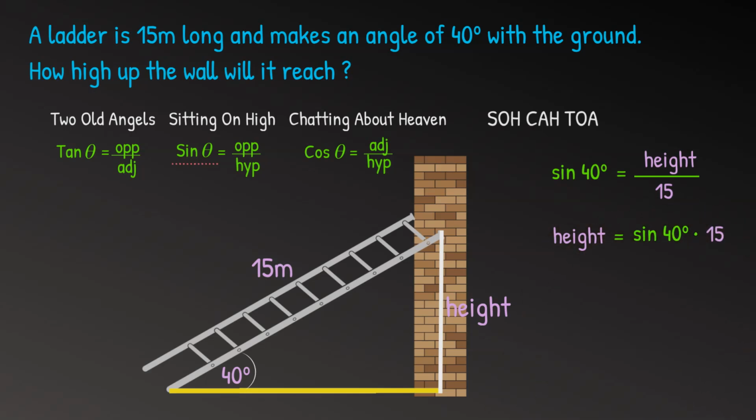Now if you go on your calculator, you'll find that the sine of 40 is equal to 0.643. So the height is 0.643 times 15, and that's equal to 9.64 metres. So the ladder is going to reach up the wall 9.64 metres.